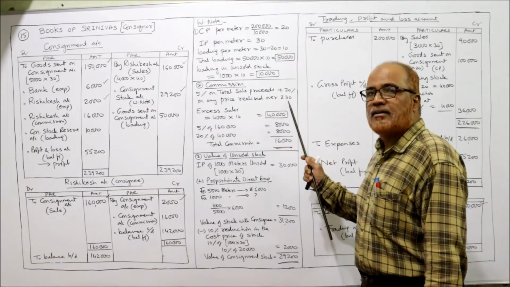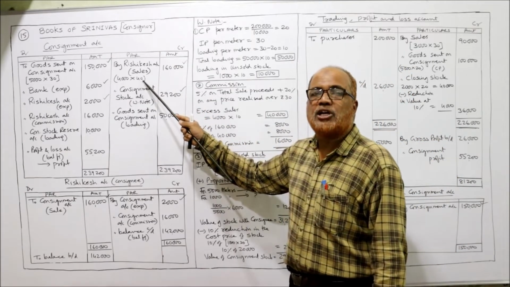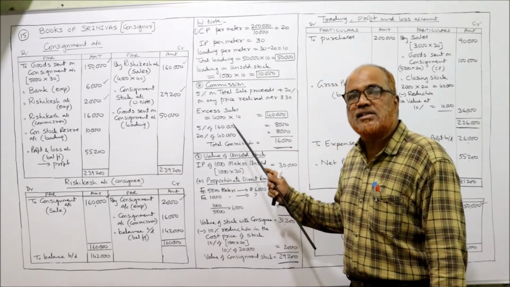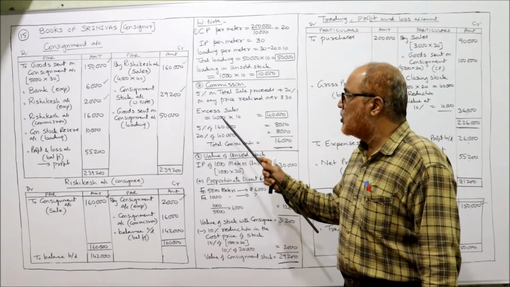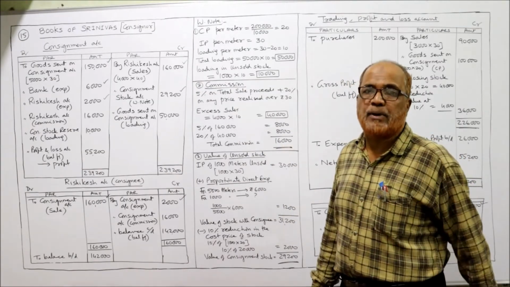30 rupees is the invoice price. Now 40 rupees is the actual price. Rishikesh sold at 40 rupees. So how much excess? 10 rupees. How many meters has he sold? 4,000 meters. So 4,000 into 10, 40,000 rupees is the excess sale price.